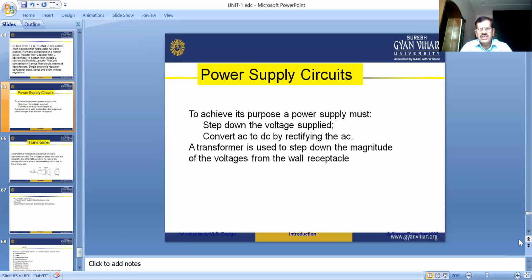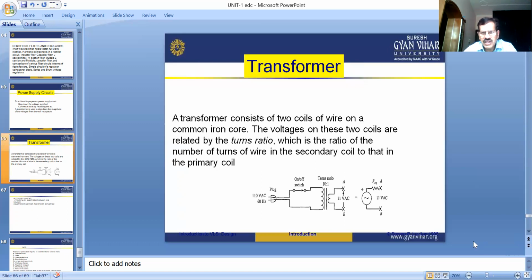Now convert AC to DC by rectifying the AC. Next, in the diode circuit, the AC signal is converted into a DC signal by the rectification process, and a transformer is used to step down the magnitude of the voltage from the wall receptacle. So we use the transformer as a step down type.